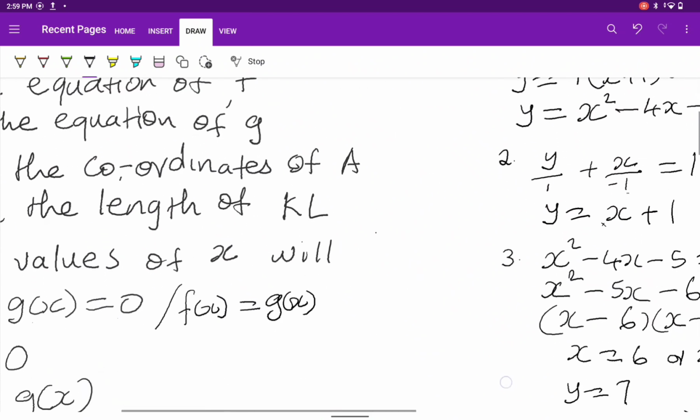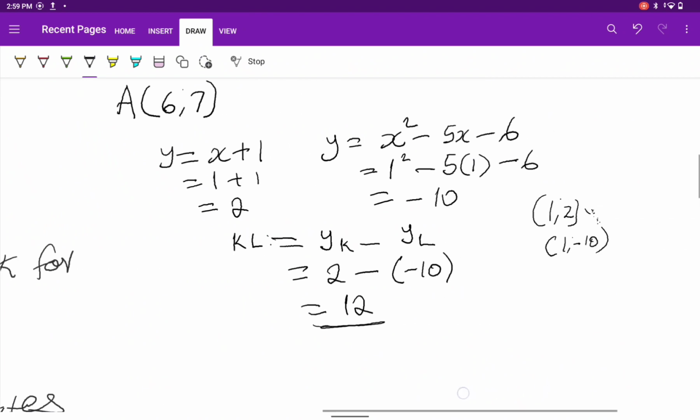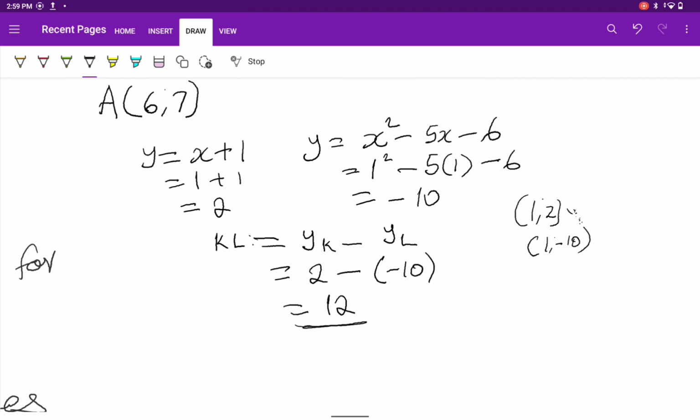So we can simply now write the answer. We say f at x minus g at x equals 0. So it's where the two graphs are equal.